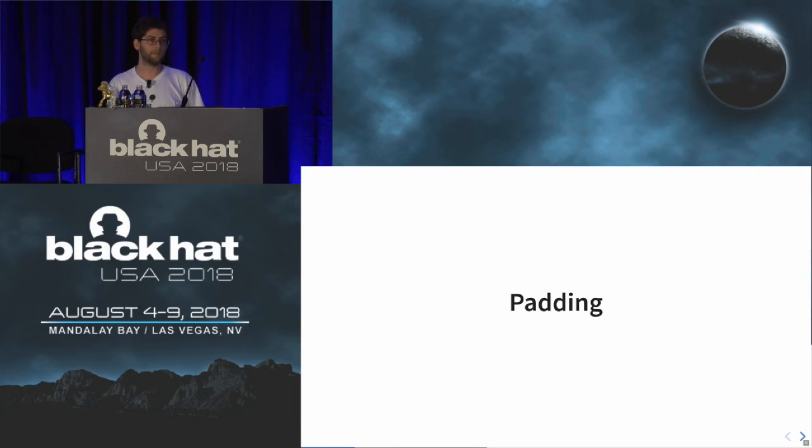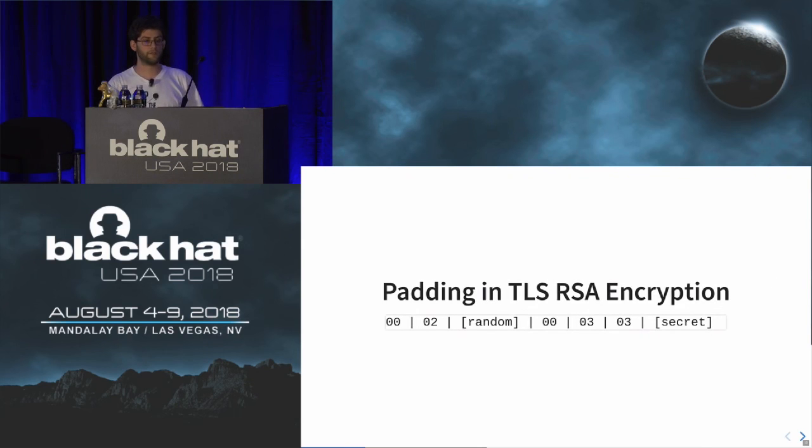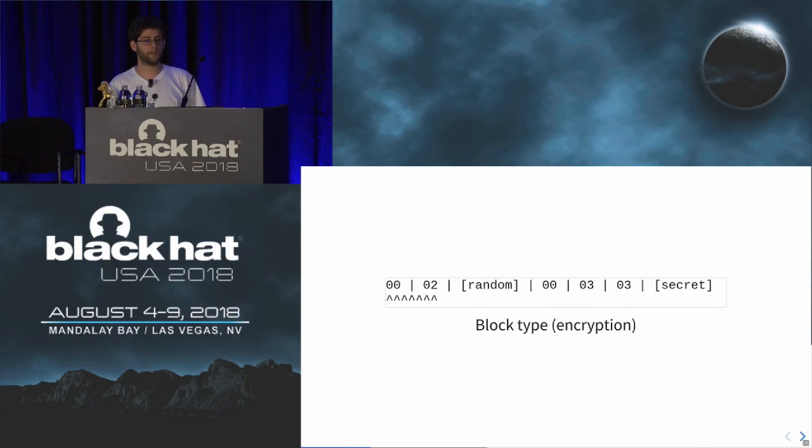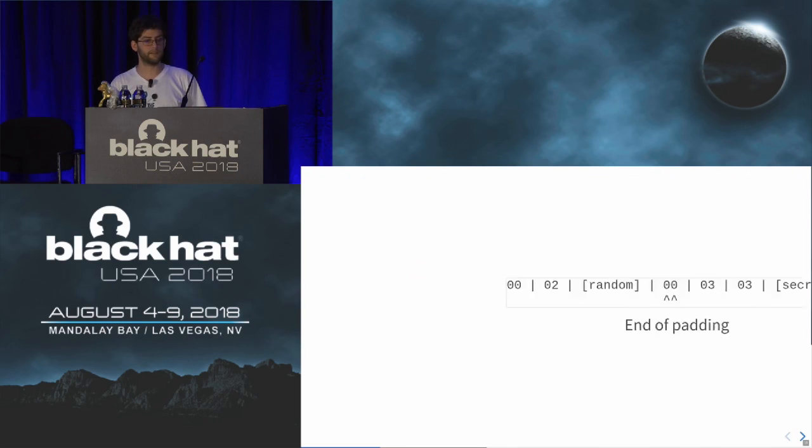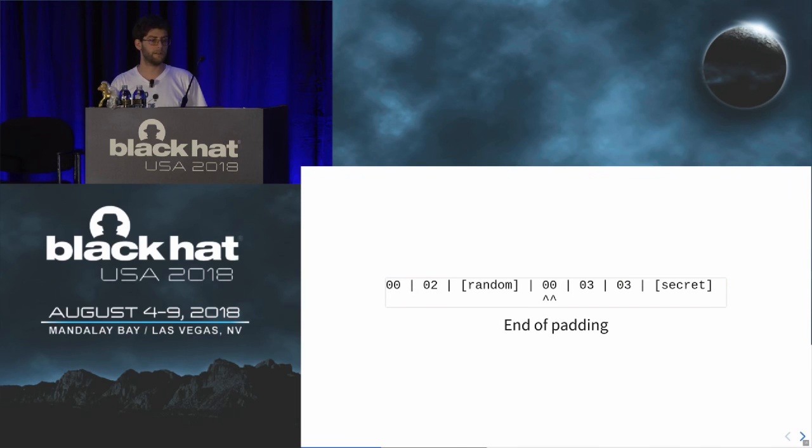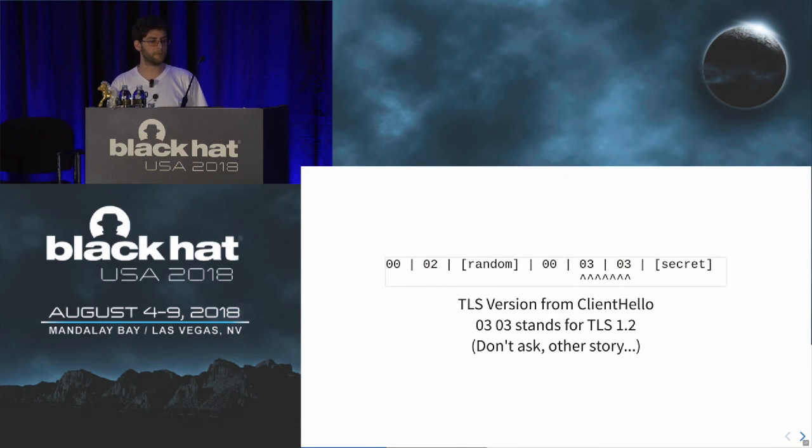And the padding that's being used for TLS prior to 1.3 is PKCS #1 1.5. The structure of this looks something like this. We start out with a block type that's going to be a constant 0002. We then have some random bytes. The random bytes cannot contain any nulls because it is then terminated with a null byte. And then we see the TLS version.